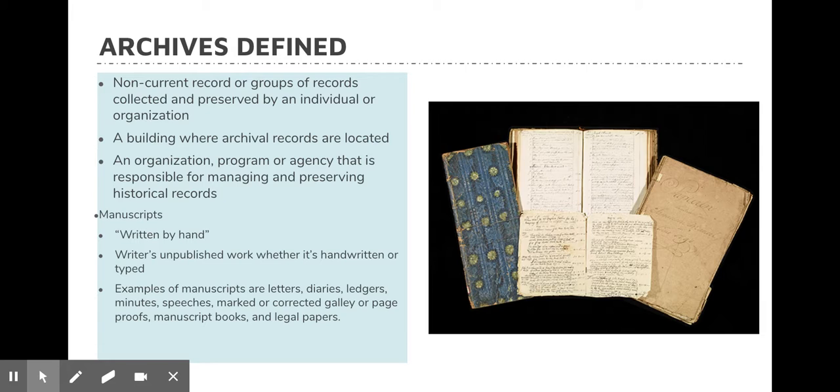When you hear the term archives, it can refer to many different types of things, including the non-current groups of records, such as the Coast Guard logbooks, a building where archives are stored, for example, archival storage, or an organization, program, or agency that is responsible for managing historical records, like the National Archive. You may also hear the term manuscripts. This refers to unpublished records, such as diaries, letters, minutes, or speeches. So for the purpose of this course, I will most likely use the term archives to describe manuscript collections.